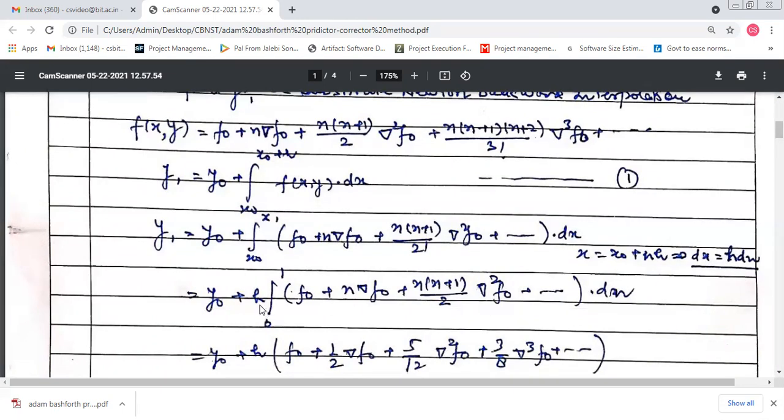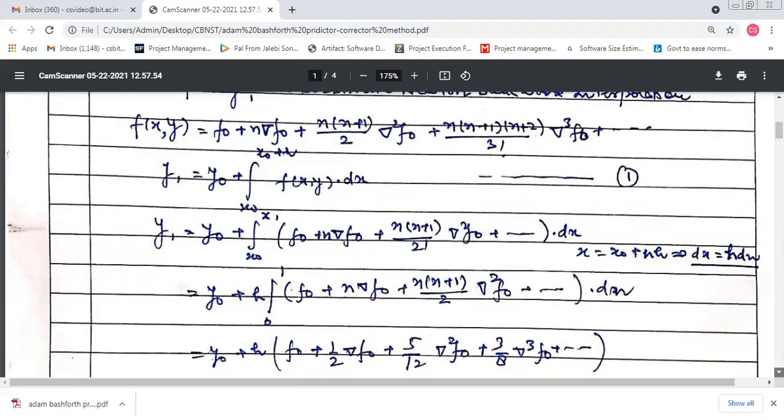So h will be taken common, and f0 and delta f0 and so on into dn, and then we are integrating. The limits x0 and x1 will also be changed. When x is equal to x0, n will be equal to 0. When x is equal to x1, x1 is equal to x0 plus h, so n will be equal to 1. That is why it is from 0 to 1.